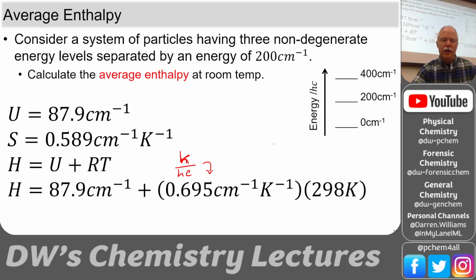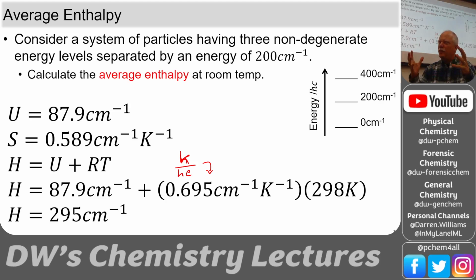So 87.9 plus this piece gives us 295. So that's the enthalpy. That's the heat. We don't have a reaction, so we can't say heat of reaction. It's just the heat present in the molecule that can be pulled out by expansion work.